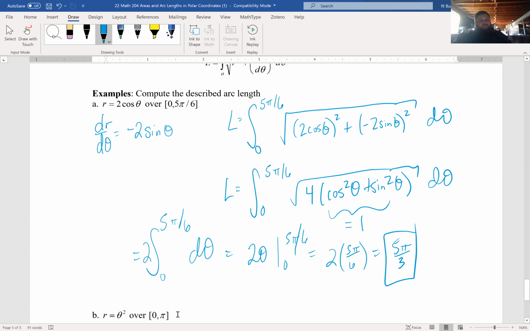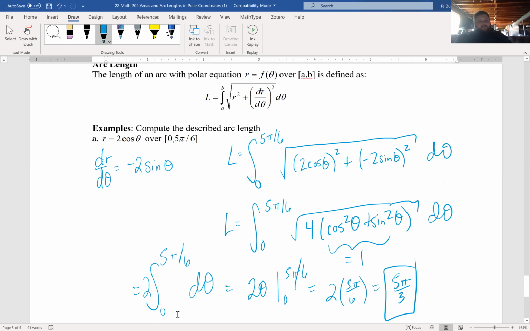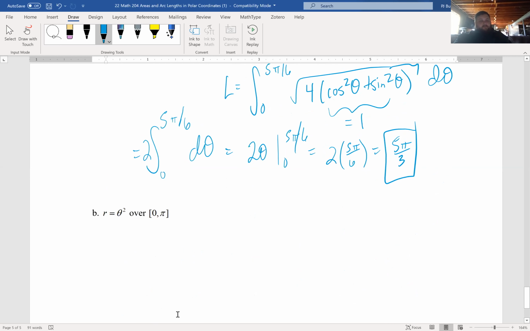So not that one, definitely not hard. Process itself, not terrible, right? Got the formula. Just need to be able to take a derivative and then remember all your integration techniques.